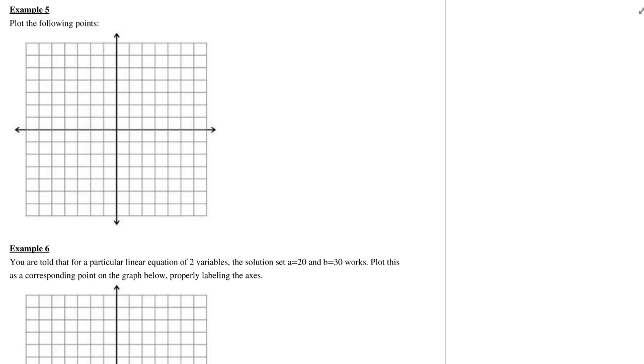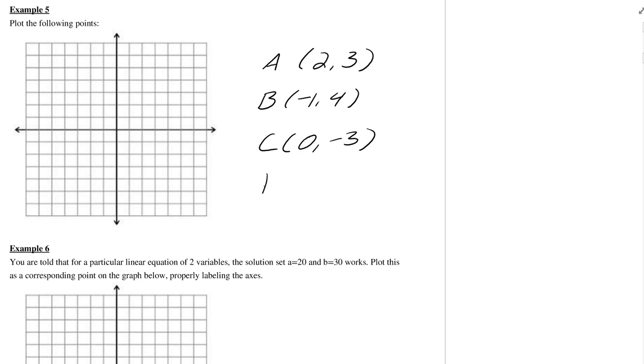Okay, so what I'm going to do here is give you a quick rundown and a quick reminder of how some of this works. So I've got 4 points here that I want to graph. Let's do point A. A will be 2, 3, B will be negative 1, 4, we'll make C 0, negative 3, and then we'll make D, how about negative 4, 0.